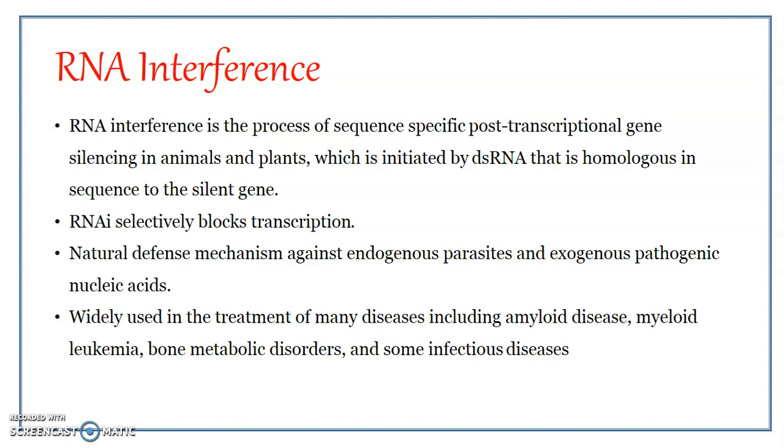RNA interference is the process of sequence-specific post-transcriptional gene silencing, extensively found in animals and plants. Usually, the process is initiated by a double-stranded RNA, which is homologous to the gene to be silenced. So we can say RNA interference is a gene silencing mechanism, right? It selectively blocks transcription.